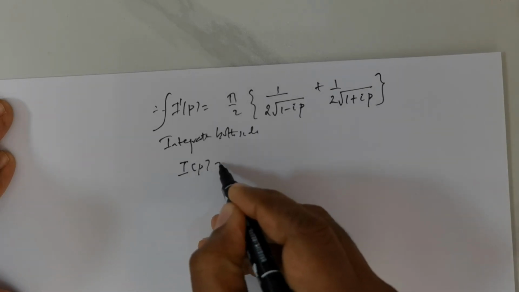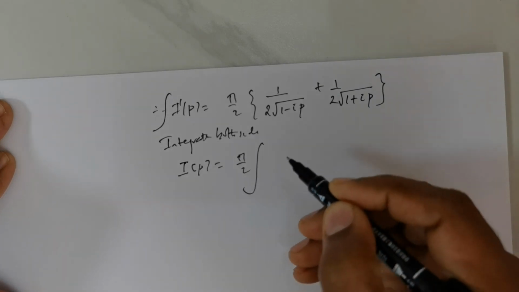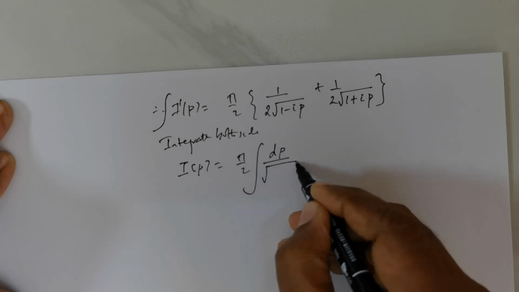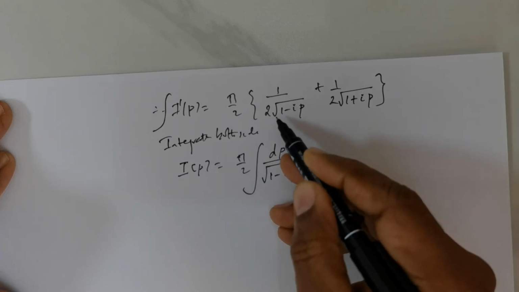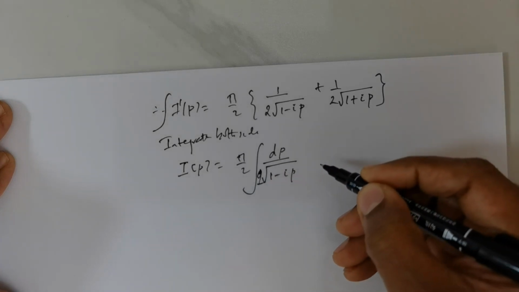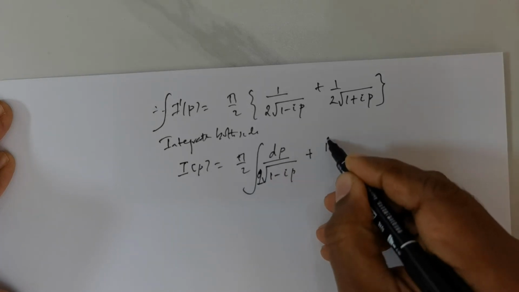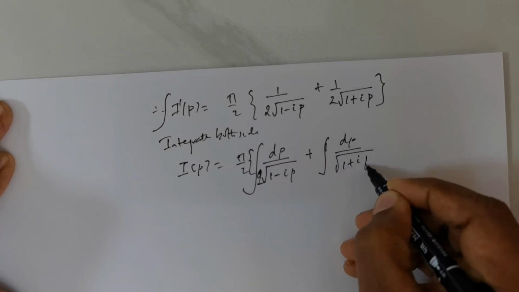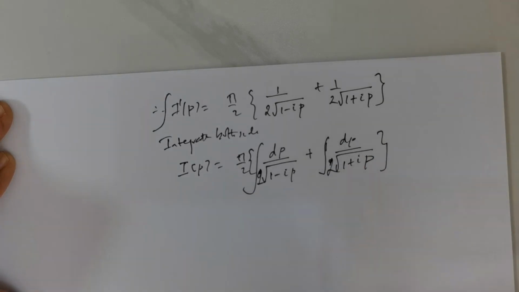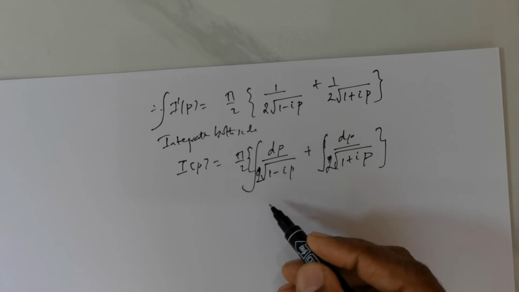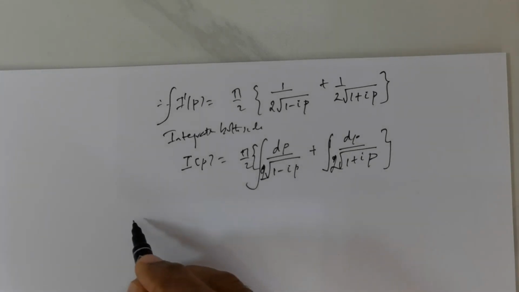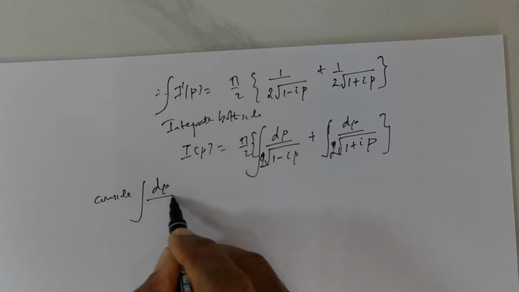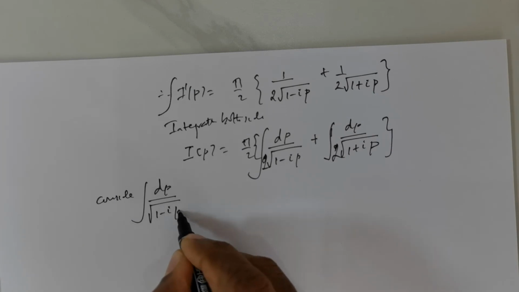So you get I of p is equal to pi over 2 times the integral. We will have to integrate with reference to p. So it's going to be dp over root of 1 negative i times p, with a 2 there, followed by positive, again the integral dp over root of 1 positive i times p, with a 2 there. So we need to integrate this. Foremost, let me just consider this quantity: the integral dp over root of 1 negative i times p.